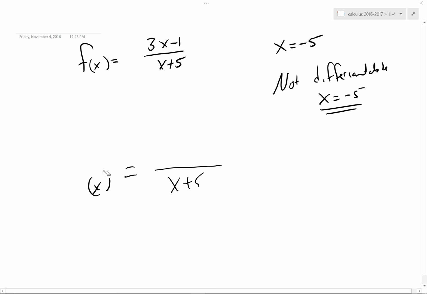Okay? Again, I don't know what it looks like. Well, that's not true. I know what it looks like. That's a lie. I'm sorry. I lied to you. Please don't hate me. But yeah, I know what it's going to look like, but it's going to be an x plus 5 down there in the bottom.